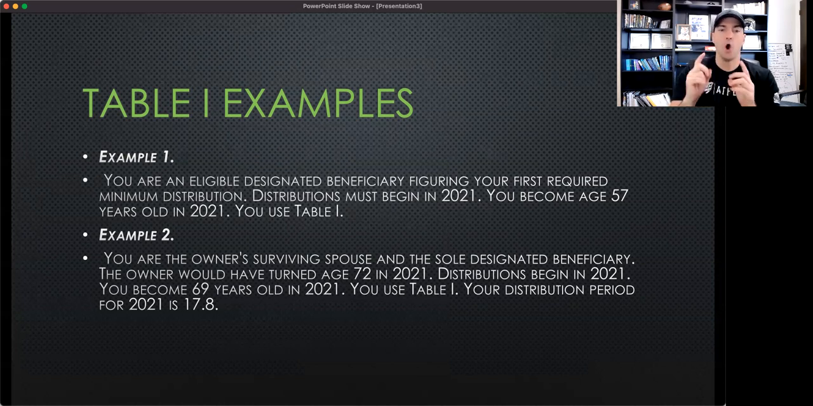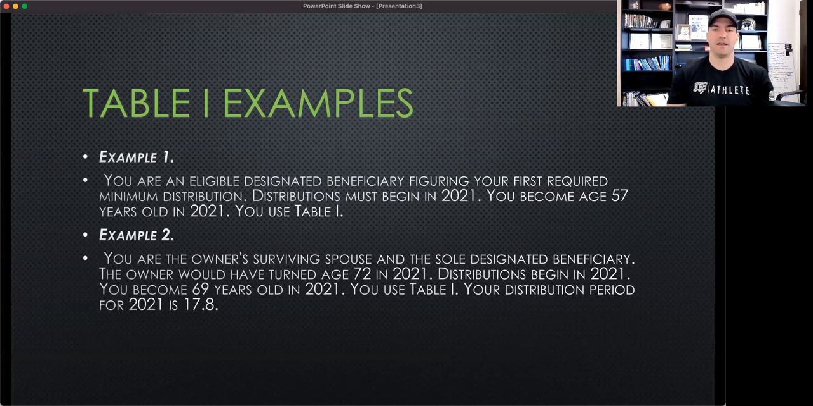Example 2, you're the owner's surviving spouse and the sole designated beneficiary. The owner would have turned age 72 in 2021. Distributions begin in 2021 because that was the year that they were going to turn 72. You become 69 years old in 2021. So you're a couple of years younger. You use Table 1. Your distribution period for 2021 is 17.8.